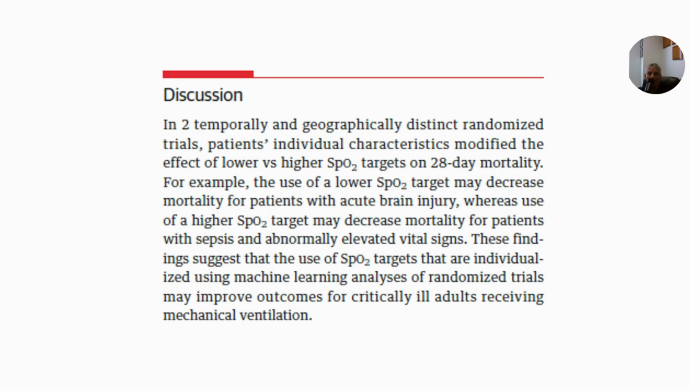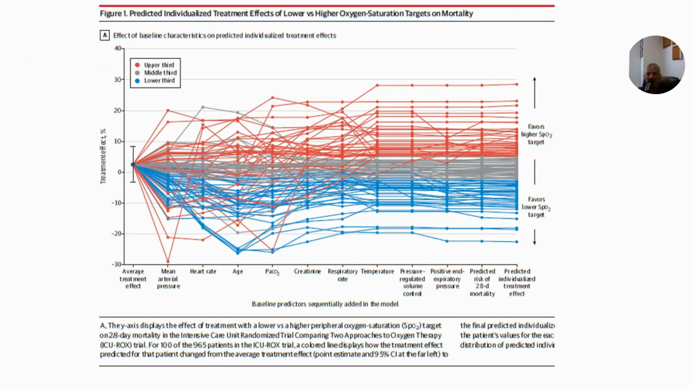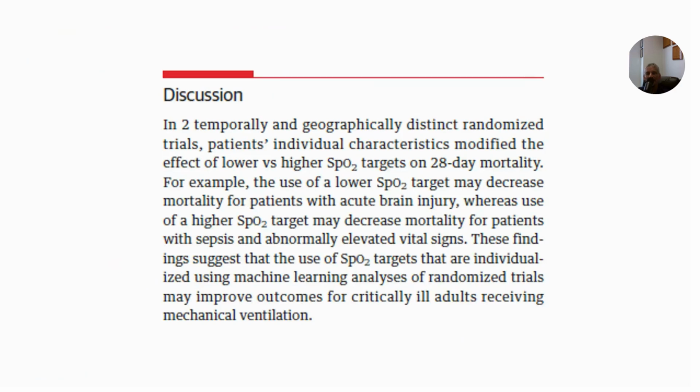We talked about it previously. I think we did. Maybe we didn't. So in case we didn't, this is how it looks. The blue would be patients that would benefit from a lower target. The red would be from a higher target. And I'll just read the discussion.